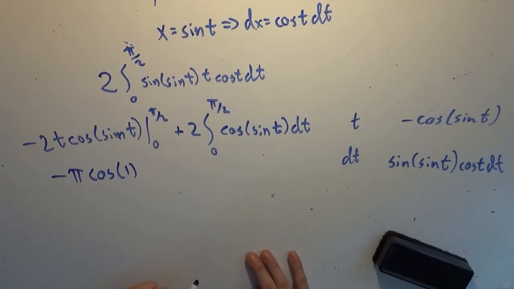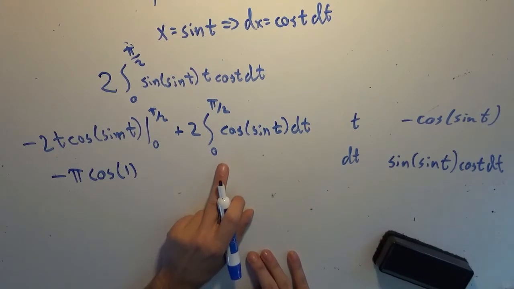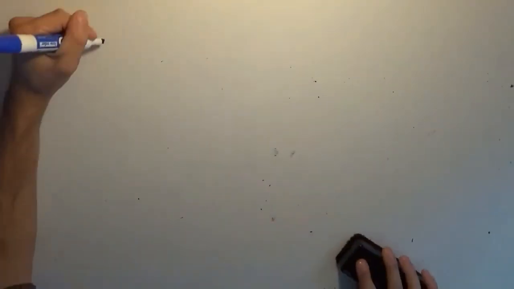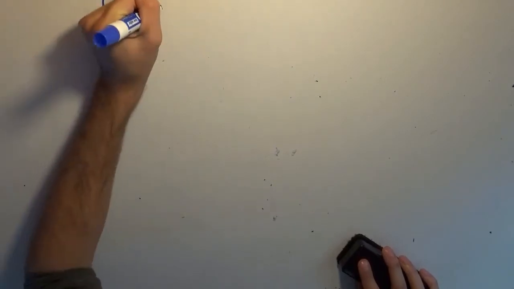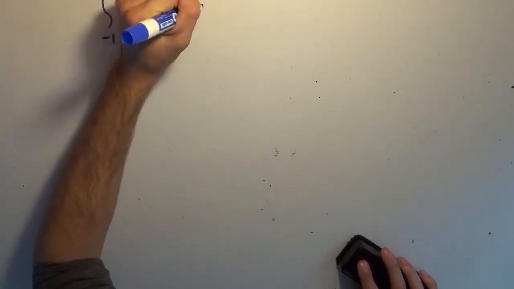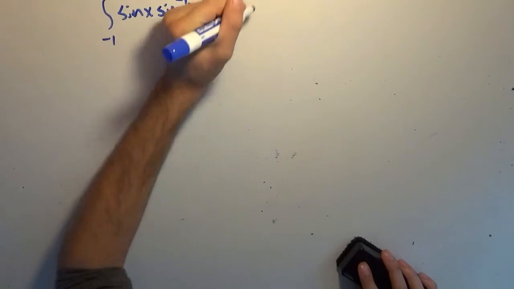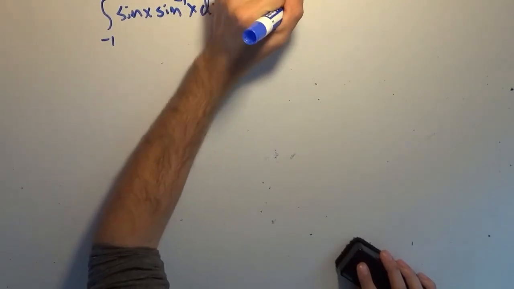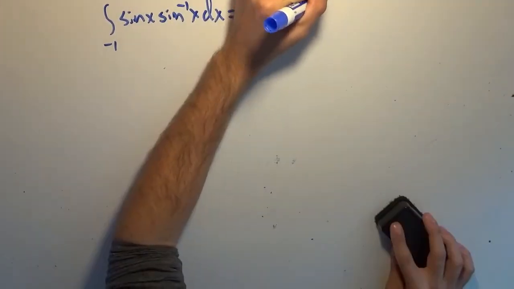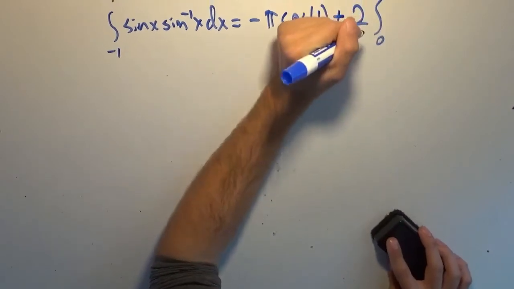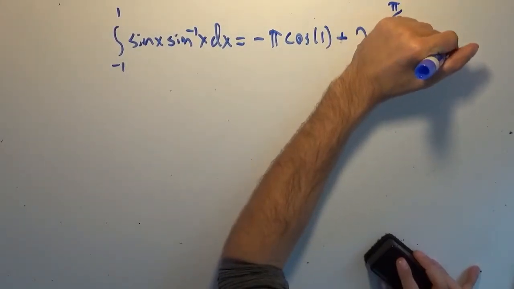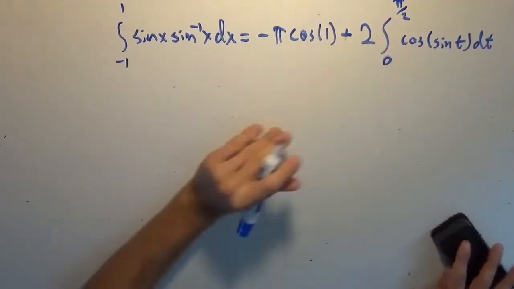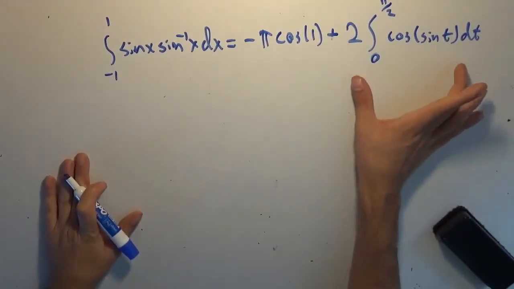Now, what I'm going to do is consider this function here. We've derived that our original question, the integral from -1 to 1 of the sine of x times the inverse sine of x dx, is equal to negative pi times the cosine of 1 plus 2 times the integral from 0 to pi over 2 of the cosine of the sine of t dt, right? So this is what we've shown so far, and I want to evaluate what this might be.